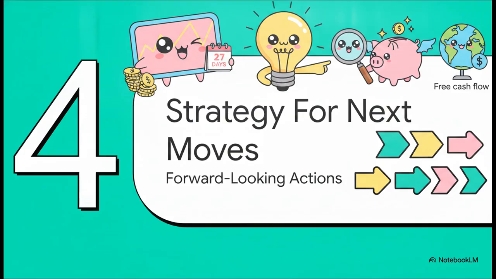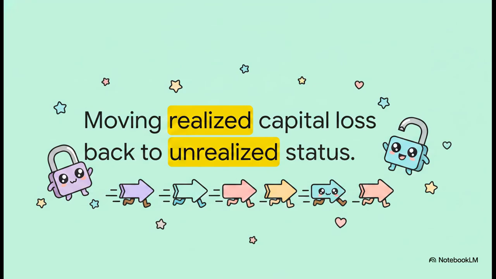The 27-day run was a clear success. So how is the trader planning to manage this portfolio going forward based on current events? Well, the strategic goal right now is heavily focused on managing their capital position. They explicitly state they want to sell the next batch of AOCO contracts at that $16.50 strike price. Why? To effectively move a realized capital loss back into an unrealized status.